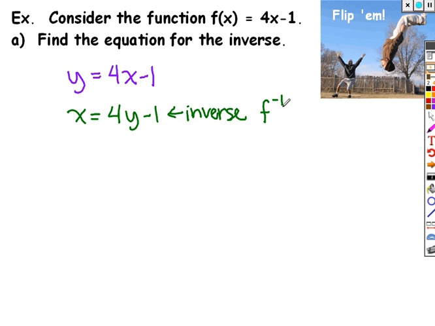So once I find the inverse, I actually want to write it in y equals form, so I could write it back in function notation form. So now all I need to do is solve for y. I want to get y by itself. Well, to get y by itself, first step I'd add 1. Then to get y by itself, divide everything by 4. So if I divide each side by 4, I'd be here.